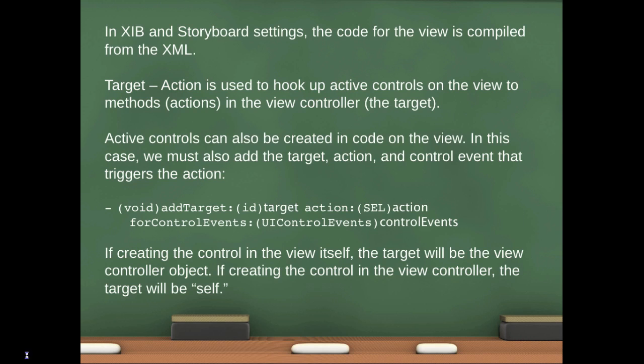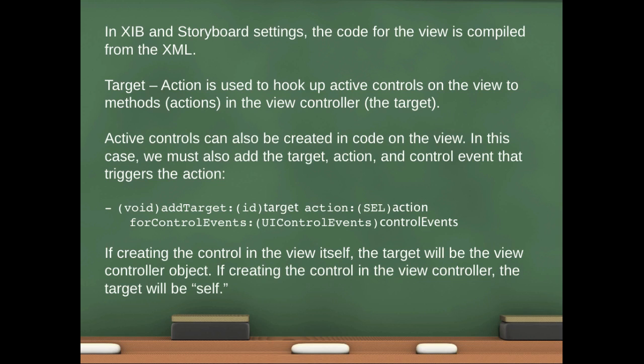Now, in Xib and storyboard settings, you really don't see this happen because the code for the view and all that target action stuff is compiled from the XML that underlies the Xib file or the storyboard. However, it does happen. Target action is used to hook up active controls on the view to methods, actions, in the view controller, which is the target.